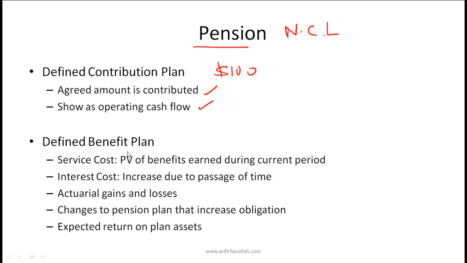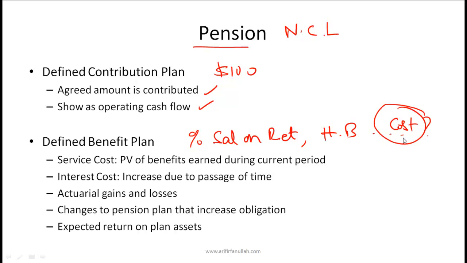A defined benefit plan is much harder to account for. In a defined benefit plan, the company is essentially promising some benefits to the employees. For example, the benefit might be a percentage of salary on retirement, it might be health benefits, etc. So the benefit is defined, but what is not clearly known at the time is what the cost of these benefits will be. So several assumptions need to go into figuring out the cost of the defined benefit plan. But broadly speaking, in every period, there are certain costs that need to be allocated. And we will study this in a lot more detail in level 2 of the CFA.